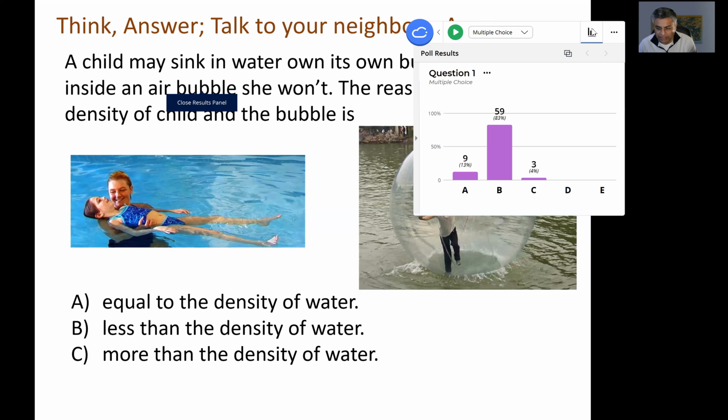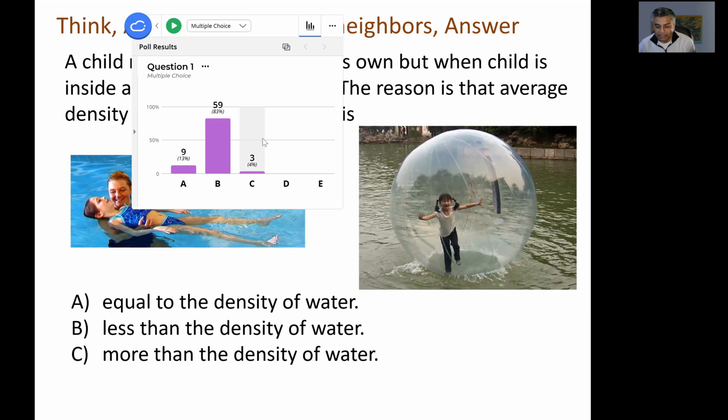Let's see what we got here. So less than the density of water. If it was equal, then it would be floating barely outside. Most of it would be inside. Wherever you leave it, it's going to stay there. If it has a larger density, we know it sinks. What object floats? The object that has smaller density. So that's why B is the correct answer. Yes. Okay.